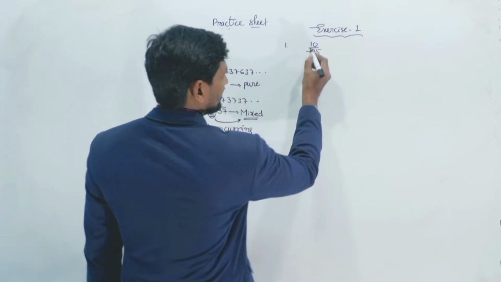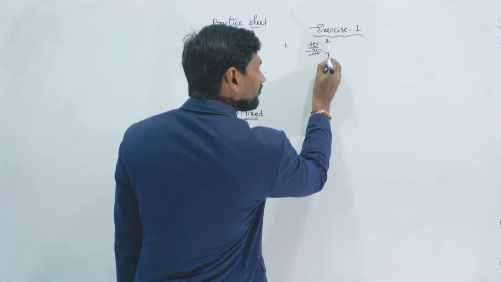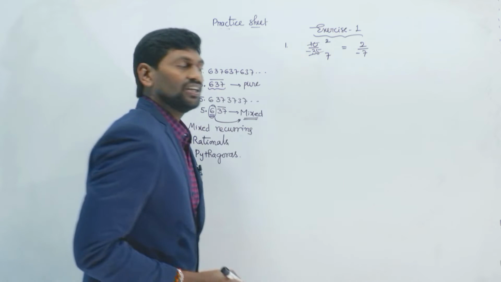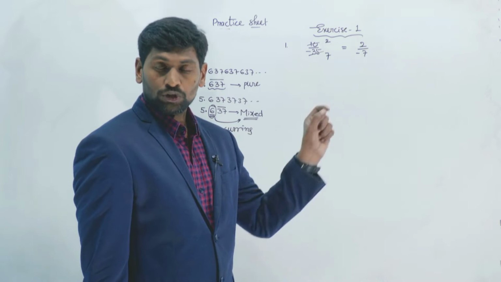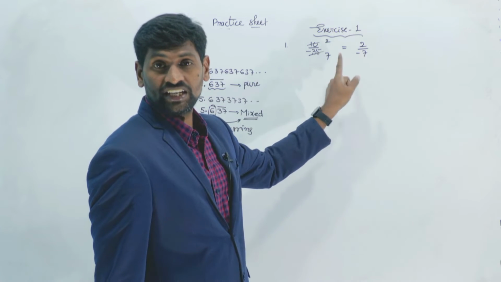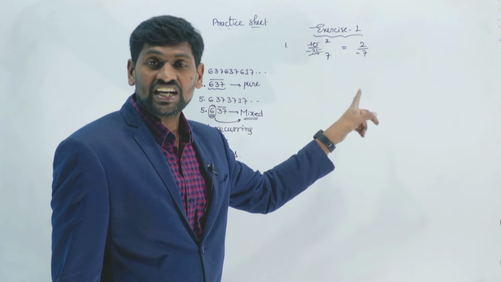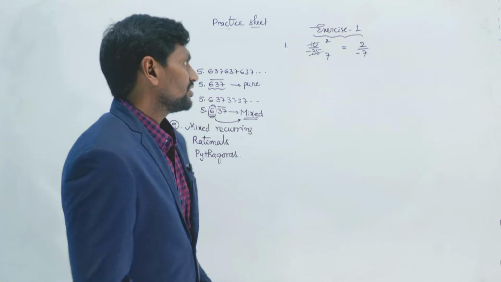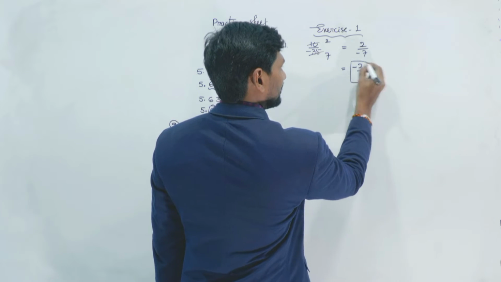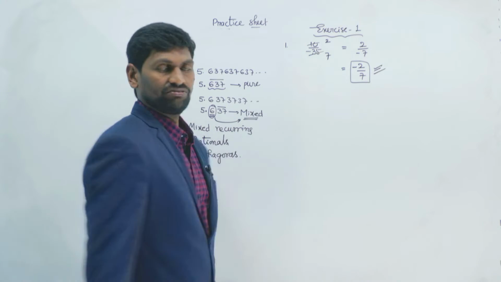Now let us simplify this by cancelling the numerator and denominator. 5 2s are 10, 5 7s are 35. Then what is remaining? 2 by minus 7. 2 by minus 7 is the simplest form, but not the standard form. Standard form means the denominator should not contain any negative integer. That means the rational number must be in simplest form, and it must not contain any negative symbol in its denominator. So now I am transposing this negative symbol to the numerator. So minus 2 by 7. This is the standard form of the rational number 10 by minus 35.